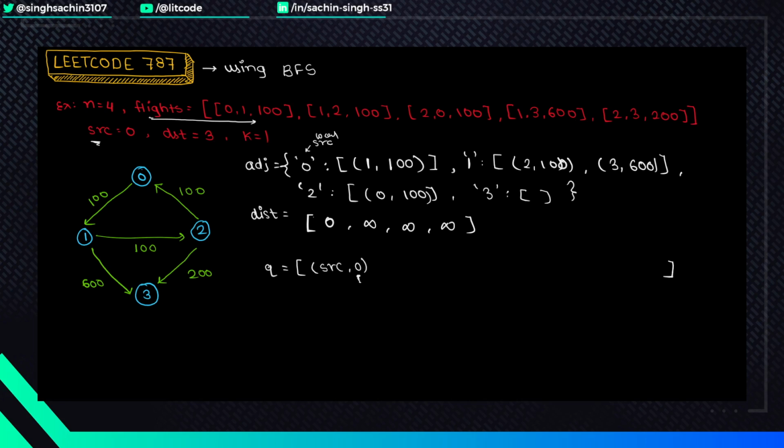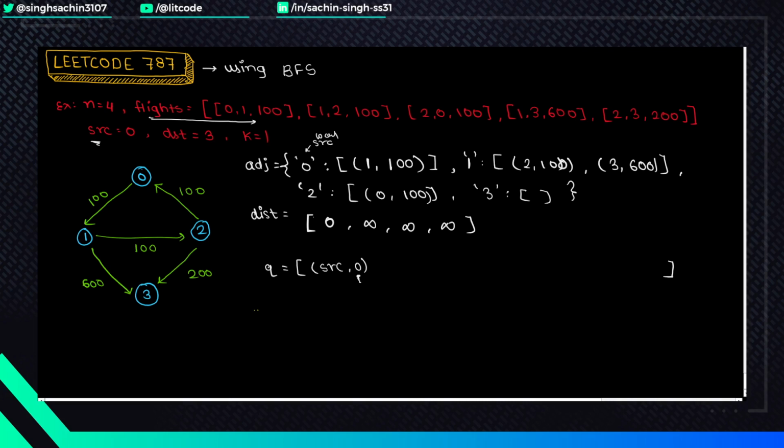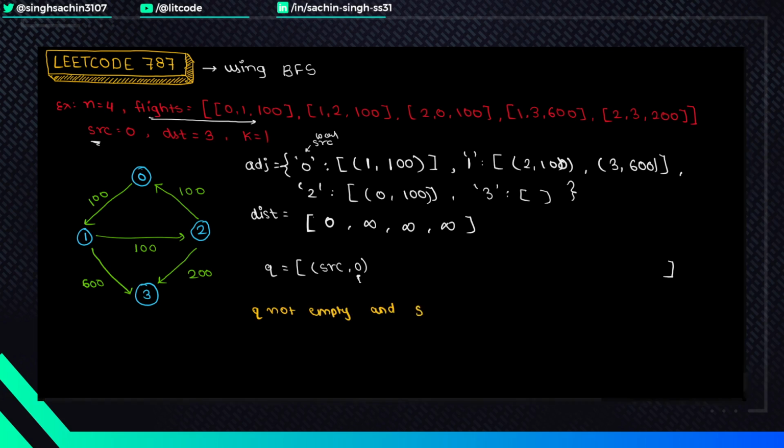Next, I want to run a loop where the condition is that my queue should not be empty, and my number of steps is less than or equal to k. I want to run a loop with this condition.